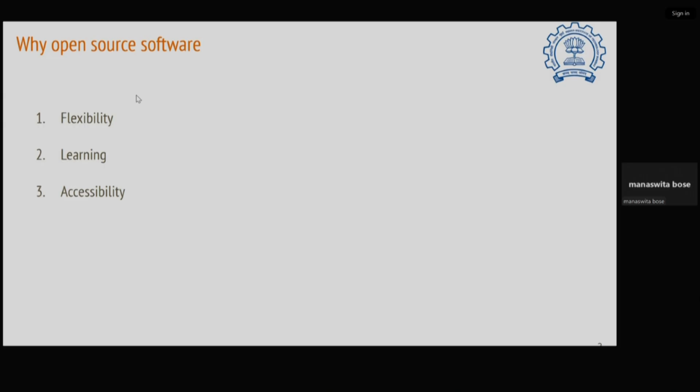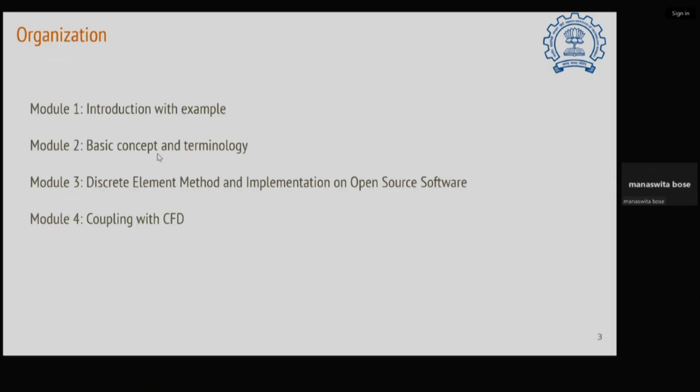Now, if we move to the next slide, I have organized this session into 4 modules. First, we will start with an introduction. We'll give some examples, then basic concepts and terminologies, and the modeling methodology, and then we will couple with the CFD. This methodology has 2 parts. One is the discrete element method, and we will see how we implement it in an open source software, and then we will couple it with the CFD.